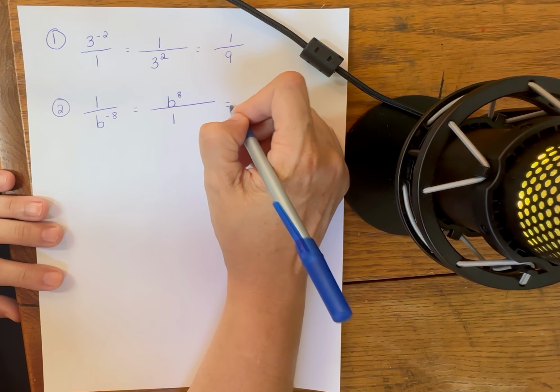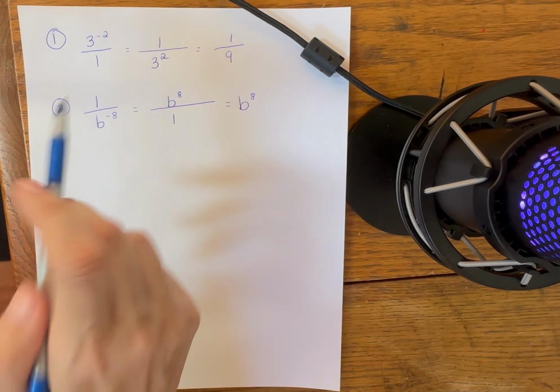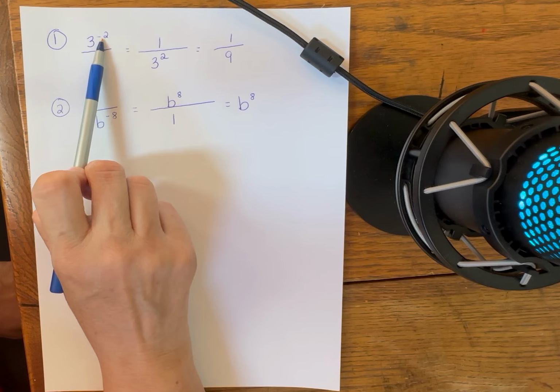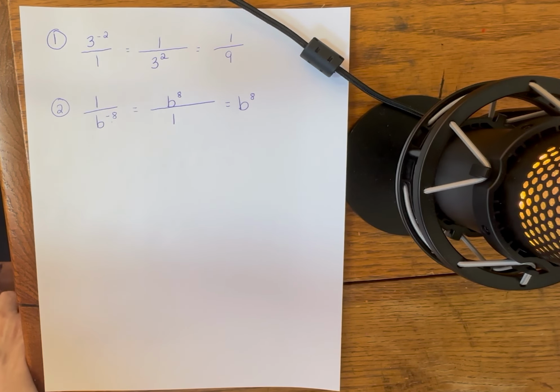If you want to put a 1 there, you can. b to the 8th. So if the exponent's negative and it's on the top, you move it to the bottom. If it's on the bottom, you move it to the top. That's all there is to it. But let's do a few more examples.